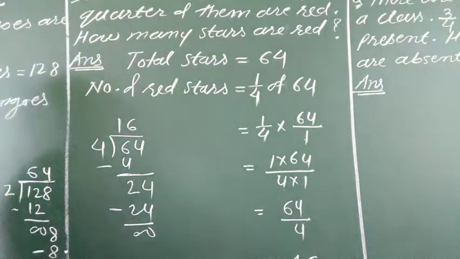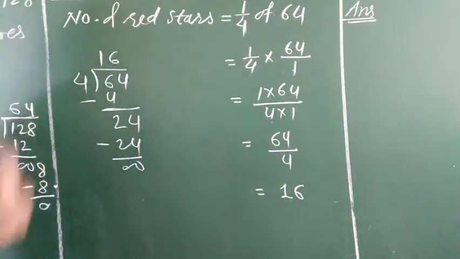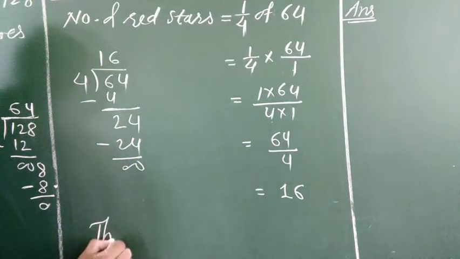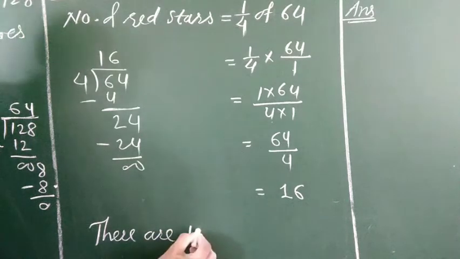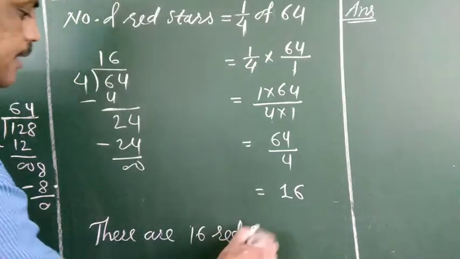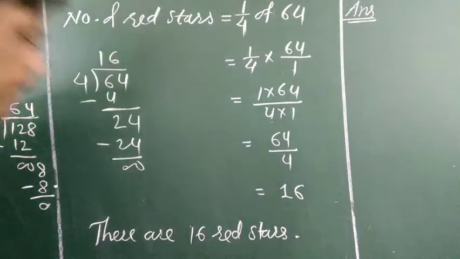So what is this 16 beta? 16 is number of stars which are red in color. So we can write here, there are 16 red stars. ओके, there are 16 red stars. तो वहां पर कितने स्टार रेड है बेटा?